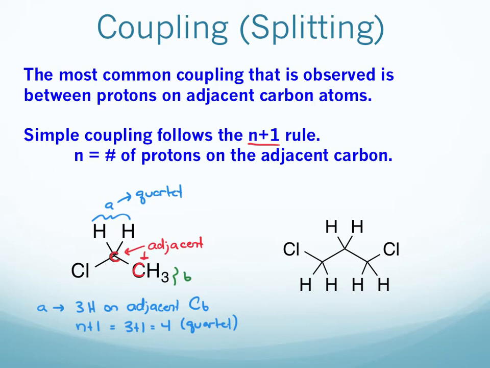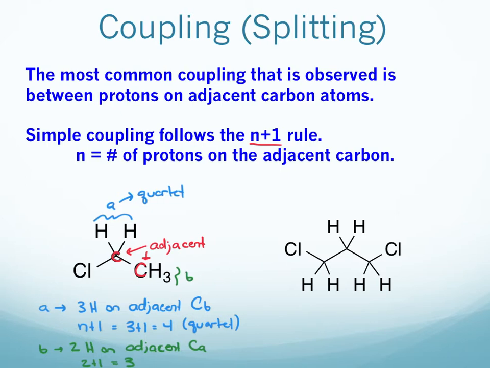If we do the same thing for B, B has 2 hydrogen on the adjacent carbon. So then from there, we'll take N+1 is equal to 2 plus 1, which equals 3. So B is going to be split into 3 lines, and that will be a triplet. And that's what you would see in the spectrum for this molecule.